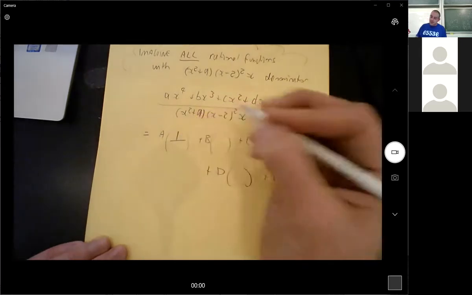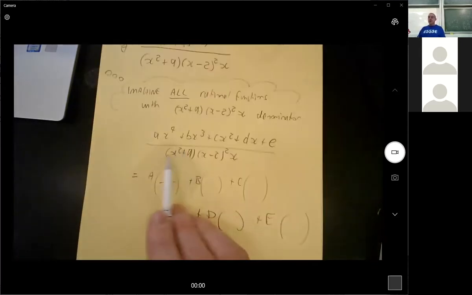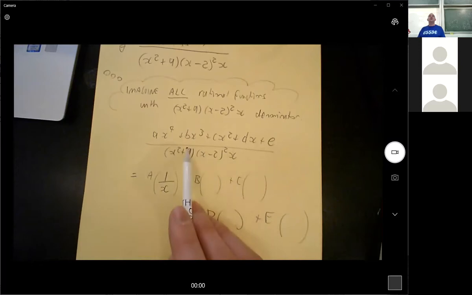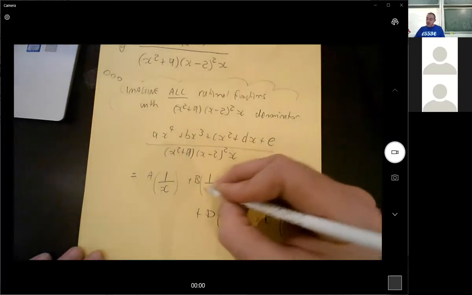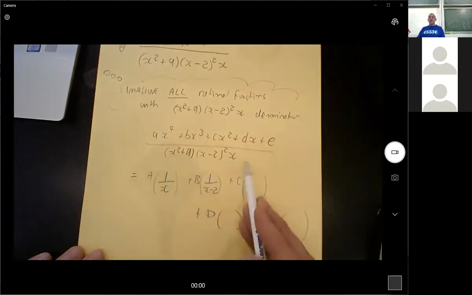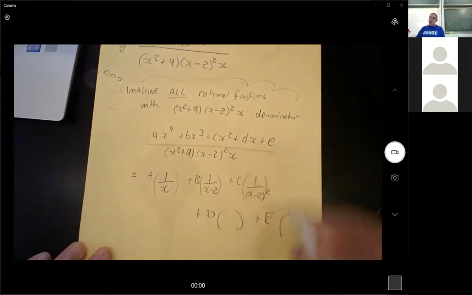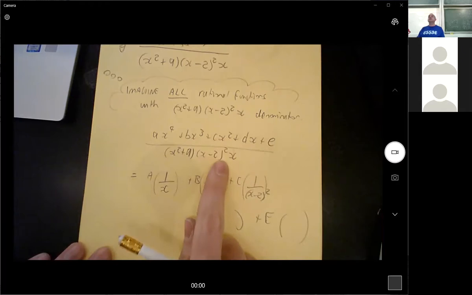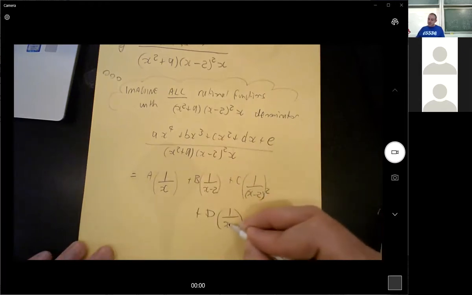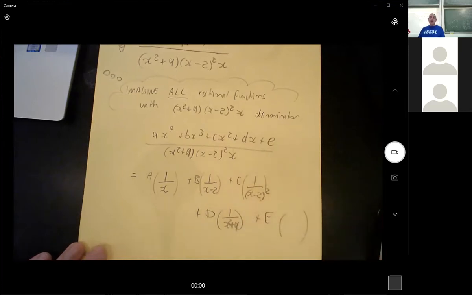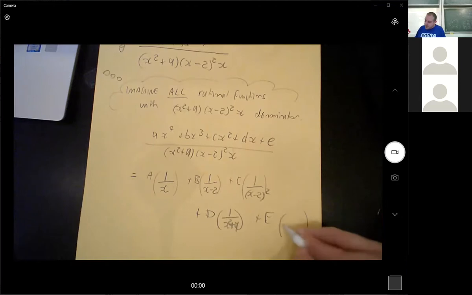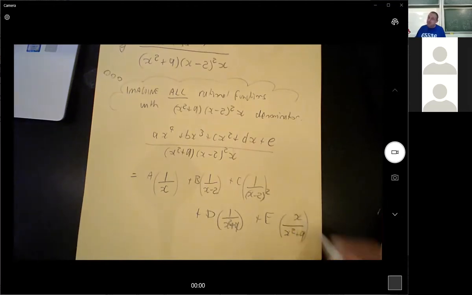This function can be rewritten to have this denominator, if I multiply the top and bottom by the missing piece. And this function can be rewritten to have this denominator. And this function can be rewritten to have this denominator. And this function can be rewritten to have this denominator. And I'm missing one. That's okay. So can this function be rewritten to have this denominator.